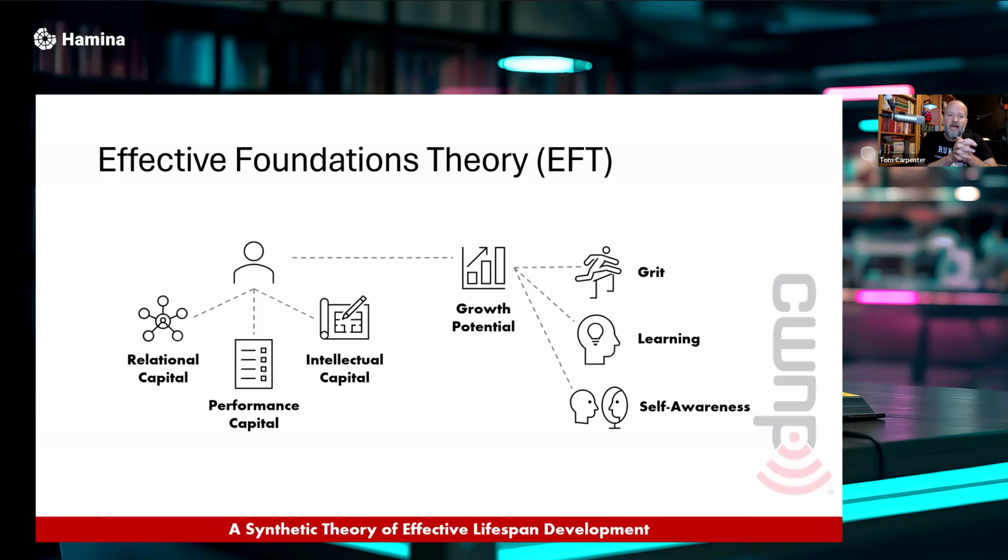Performance capital is the ability to get things done, your ability to be focused, to plan, to organize, to establish and meet goals, and so forth. And relational capital, of course, is your social network and the ability to develop that network. We grow our capital through grit, learning, and self-awareness. And our focus here today is on learning.